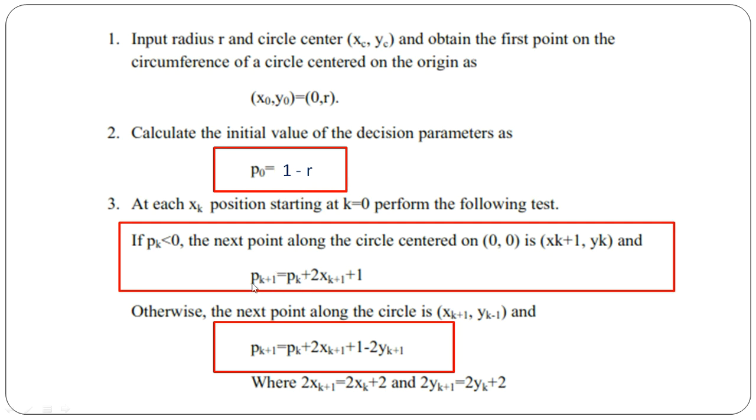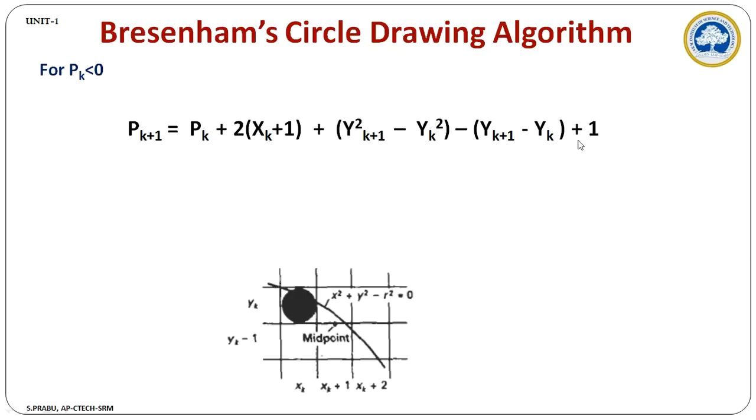Next, we will see how this term can be derived. So this is the next decision parameter. I write the next decision parameter equation. If pk is less than 0, it means the next possible y coordinate value is this one, that is yk. That means the same y value is maintained. So yk plus 1 and yk both are the same. Yk plus 1 means not adding integer 1, the next possible y coordinate value.